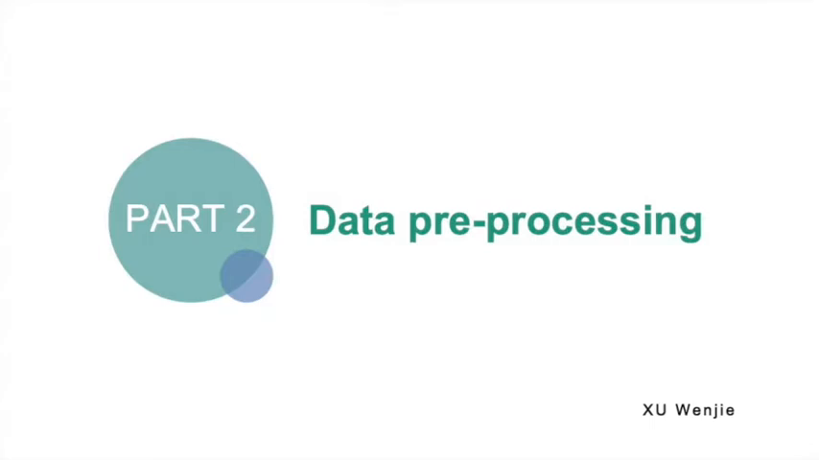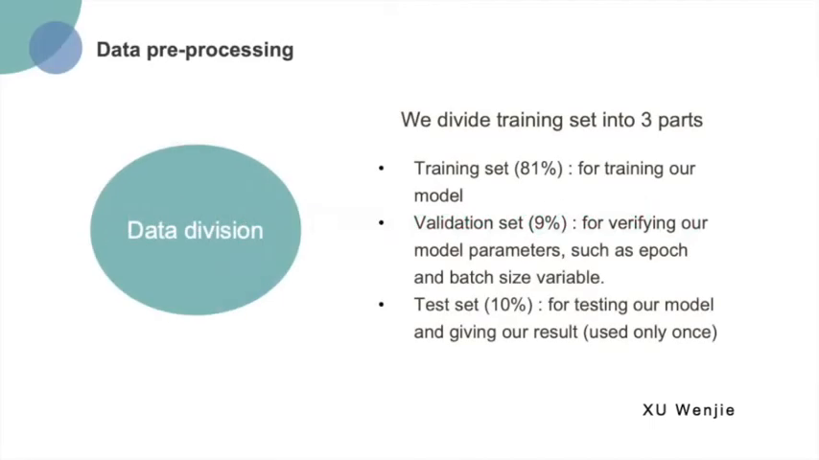Part 2 is the data pre-processing. There are about 50,000 garbage images in the dataset. Every image has a related text file to describe its label, and we divide the dataset into three parts: 81% for the training set to train our model, 9% for the validation set to verify our model parameters such as epoch and batch size variable, and 10% for the test set to test our model and give us the results, which is used only once.